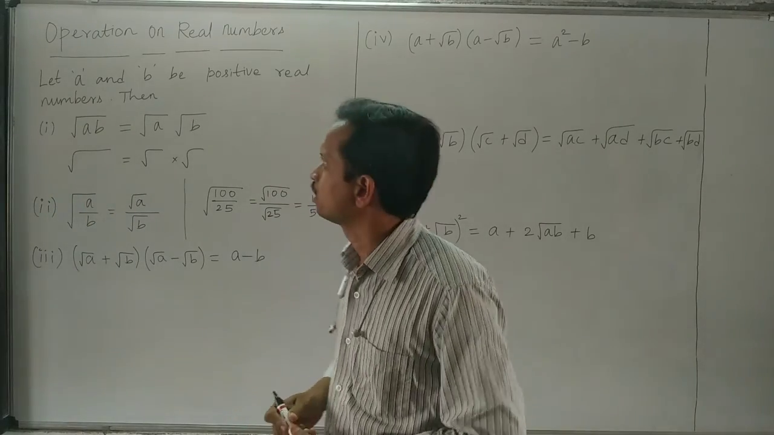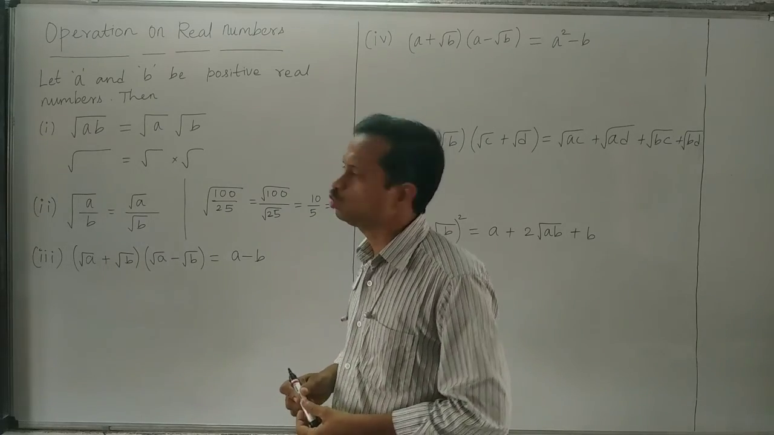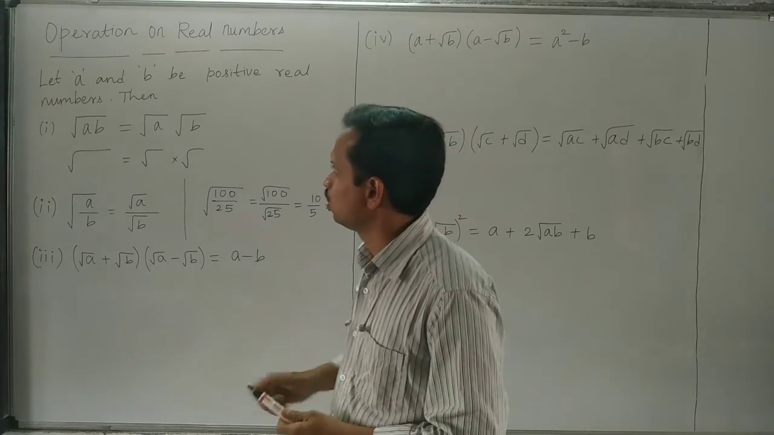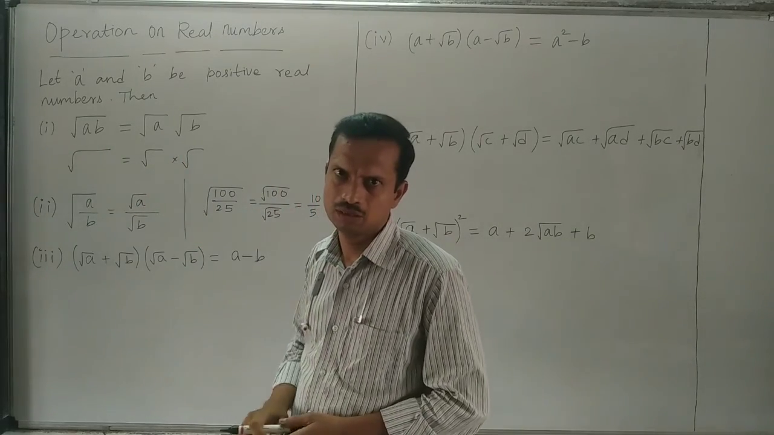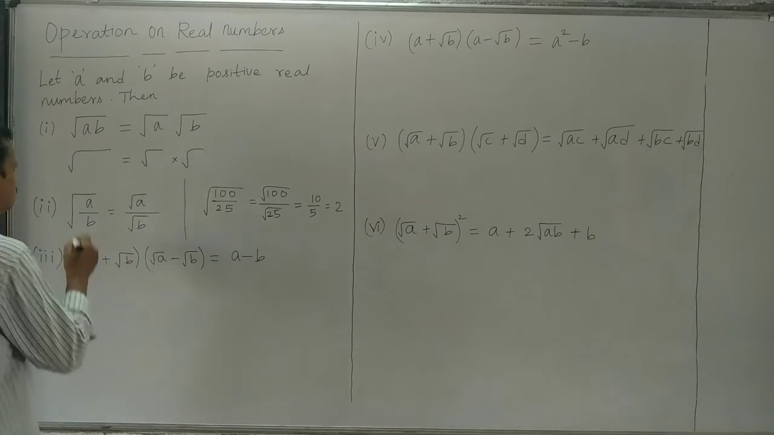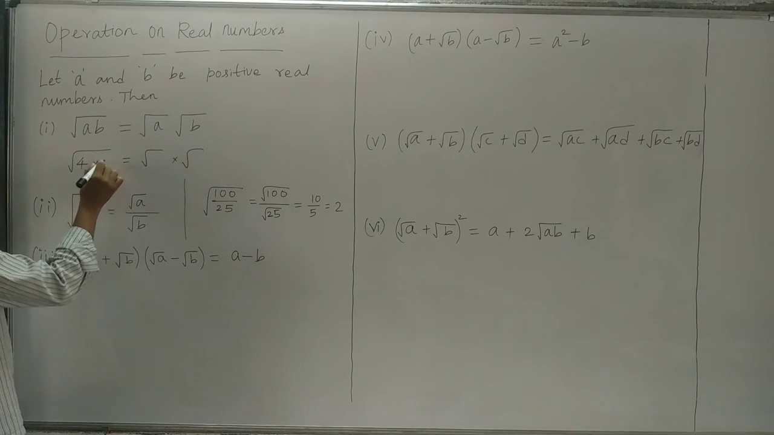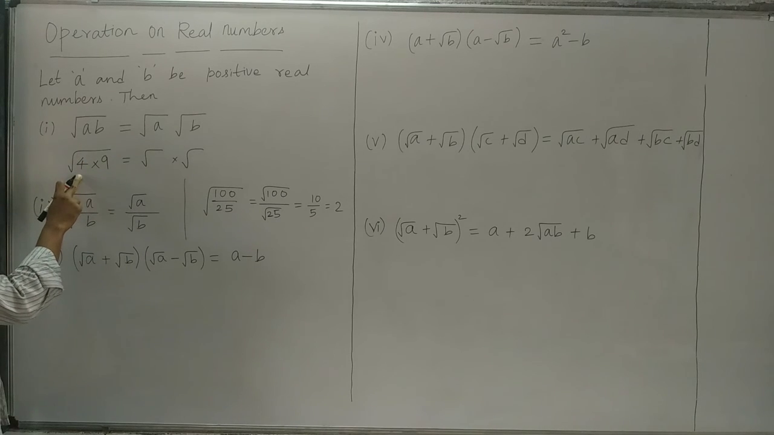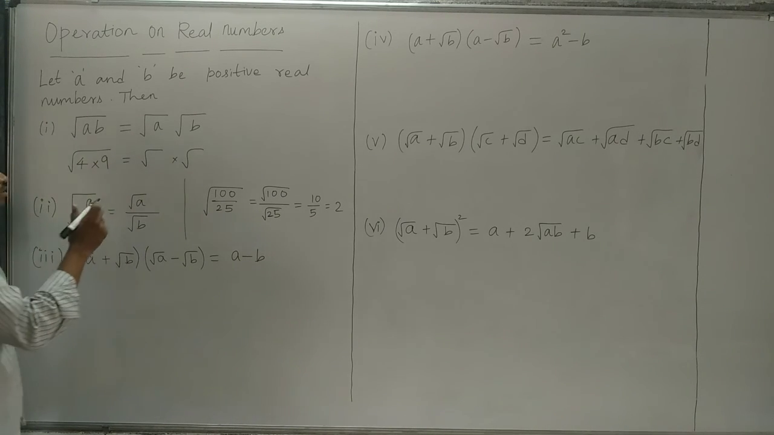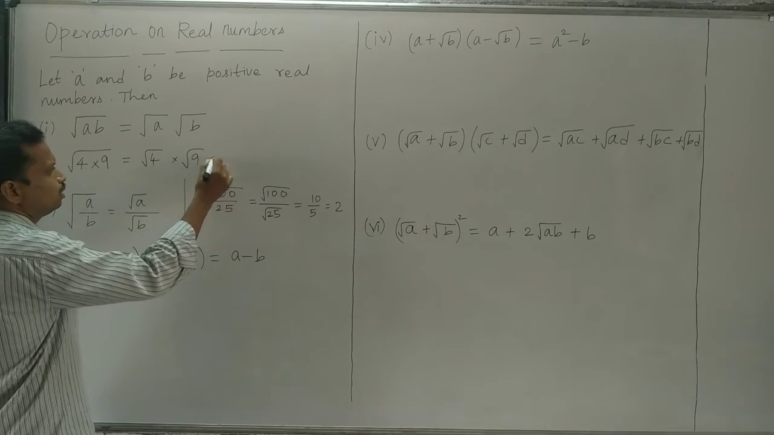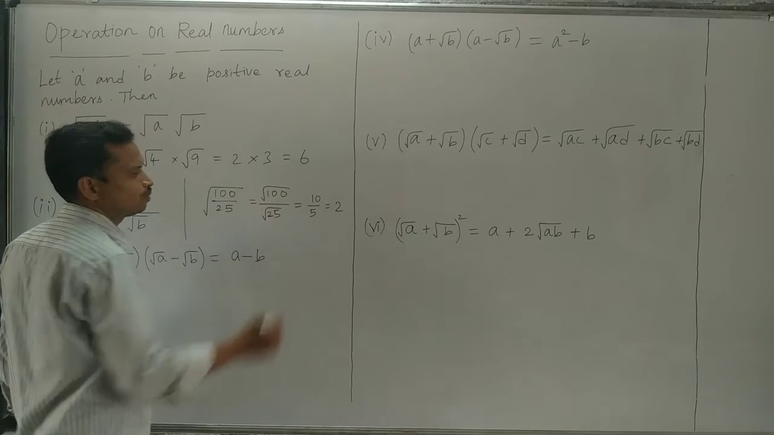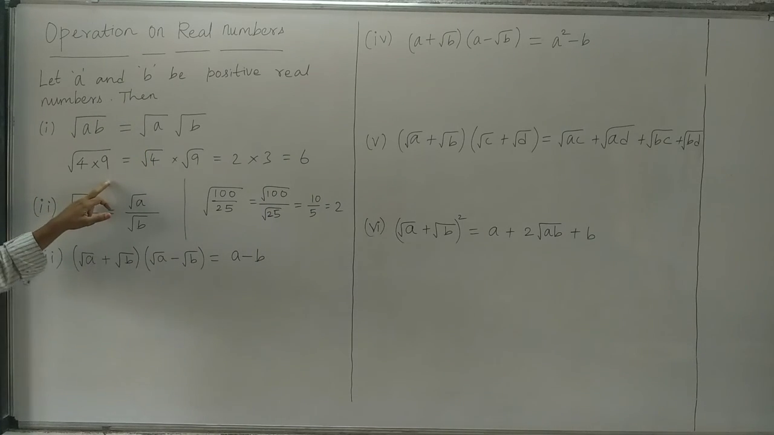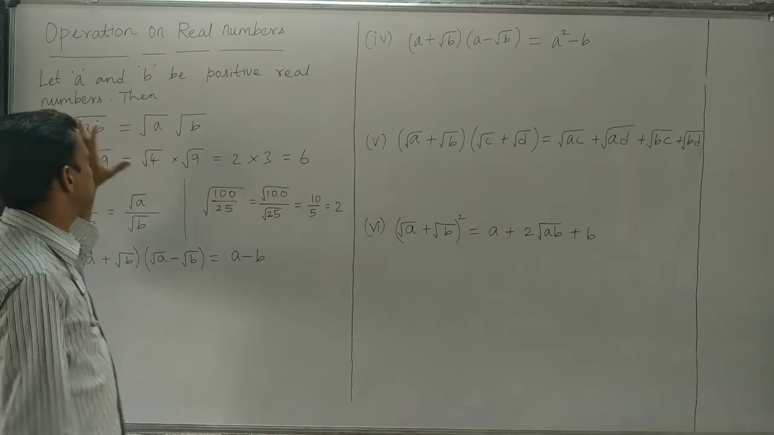And now you see here, let A and B be positive real numbers, then root of A into B is equal to root A into root B. For example, root of 4 into 9, what is that? A is 4, B is 9. So root of 4 into 9, we can write as root 4 into root 9, which is nothing but root 4 is 2 and root 9 is 3, you get 6. And directly we can say 4 into 9 is 36, so square root of 36 is also 6. So this is the way.